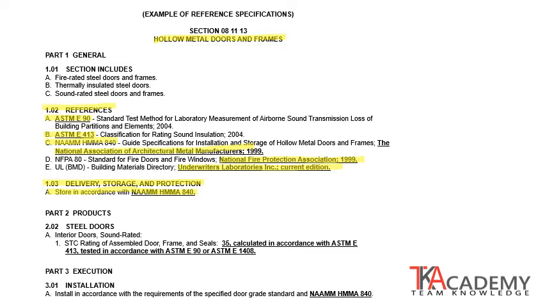For Part 2, in the products, here we list steel doors, STC rating of assembled door, frame and seals. We give them what the STC rating is, 35, calculated in accordance with ASTM E413. So that's the reference standard that it's going to be tested by. So it's a little bit of a performance spec here too. And then tested in accordance to ASTM E90 or ASTM E1408. Okay, so again, reference standards say that it needs to meet this requirement according to these different testing standards.